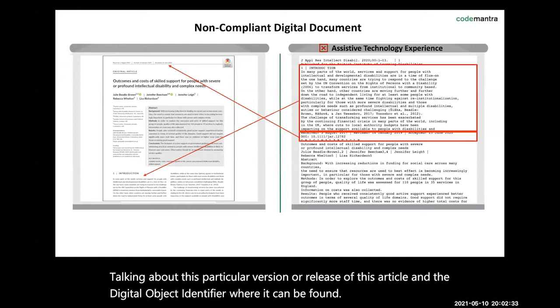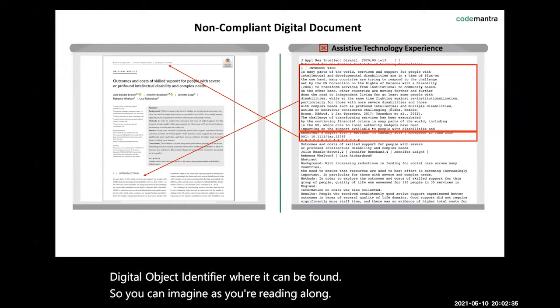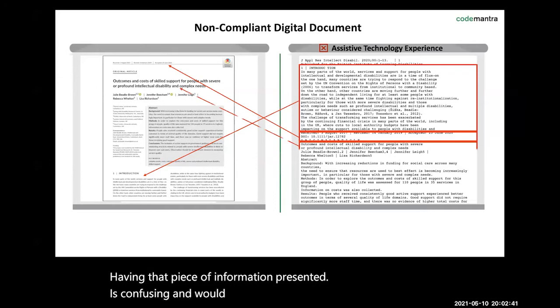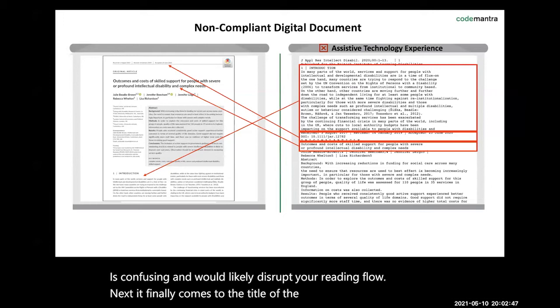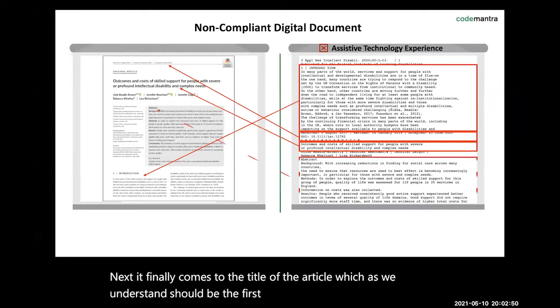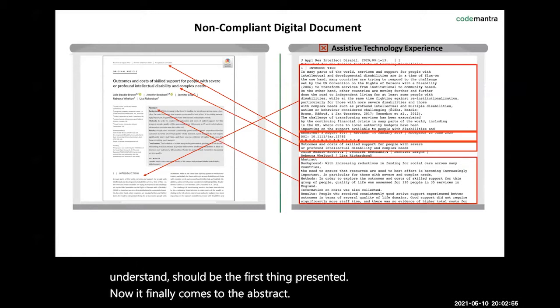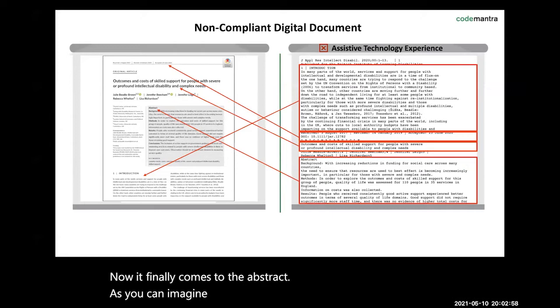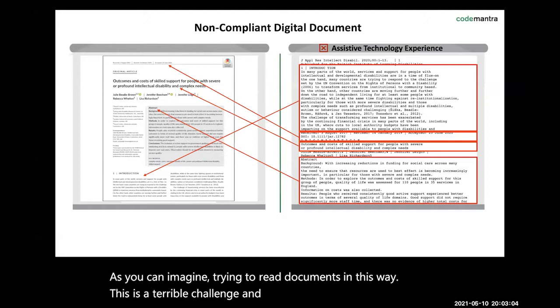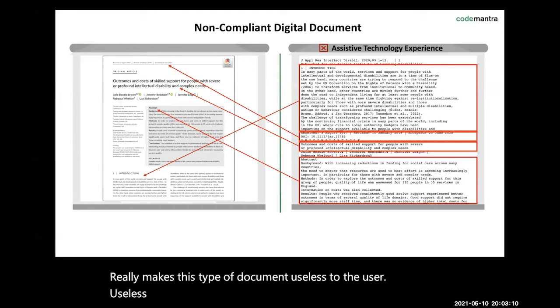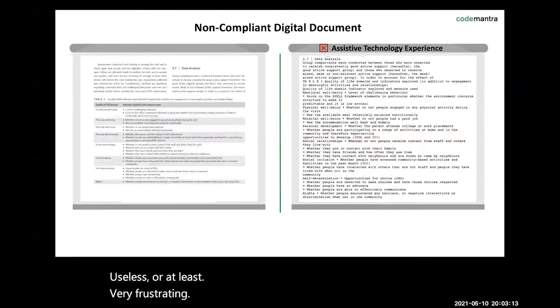So you can imagine as you're reading along, having that piece of information presented is confusing and would likely disrupt your reading flow. Next, it finally comes to the title of the article, which, as we understand, should be the first thing presented to that user. Now it finally comes to the abstract. As you can imagine, trying to read documents in this way is a terrible challenge and really makes this type of document useless to the user. Useless, or at least very frustrating to use.